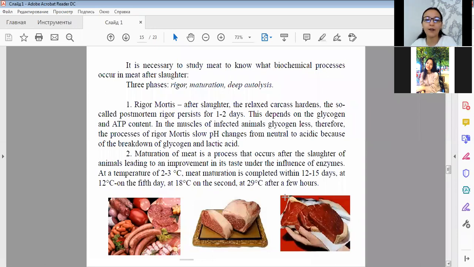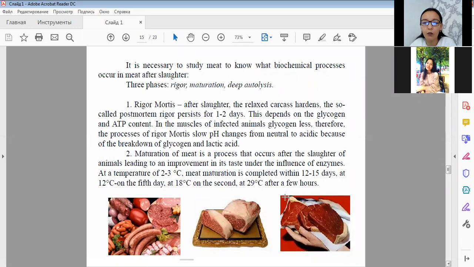And there are three phases of the meat. They are rigor, maturation, and the deep afterwards. Rigor mortis is after slaughter, the relaxed carcass hardness, so-called post-mortem rigor, persists for 1-2 days. And this depends on the glycogen and the age content in the muscle of the animals. The process of rigor mortis slows the pH change from neutral to acid because of the breakdown of glycogen and the lactic acid. And after rigor, there must be a phase of maturation.